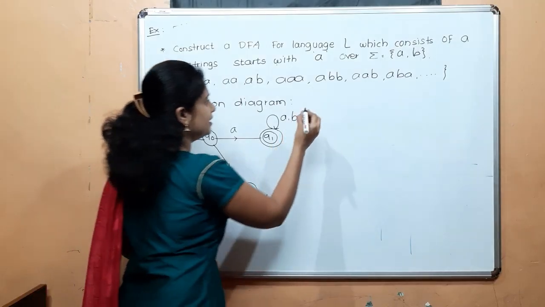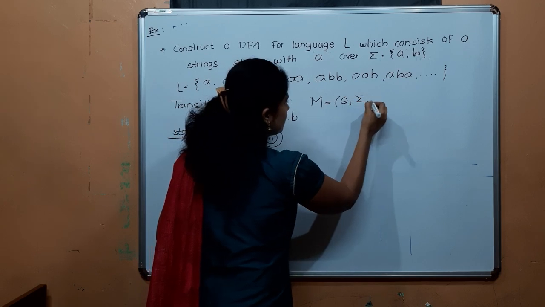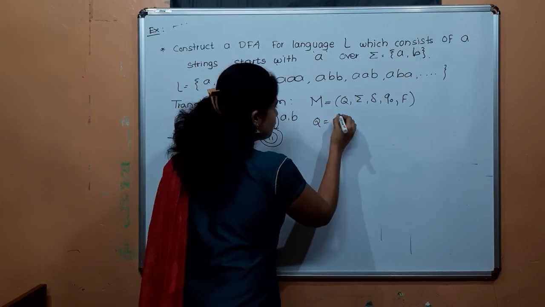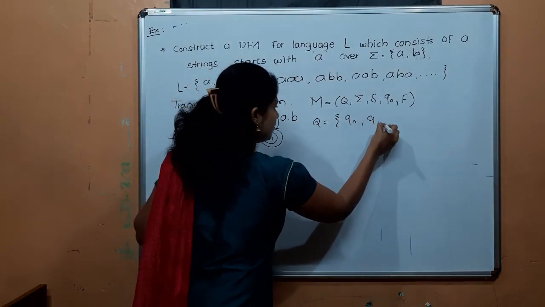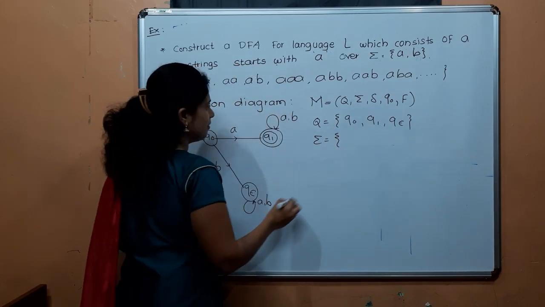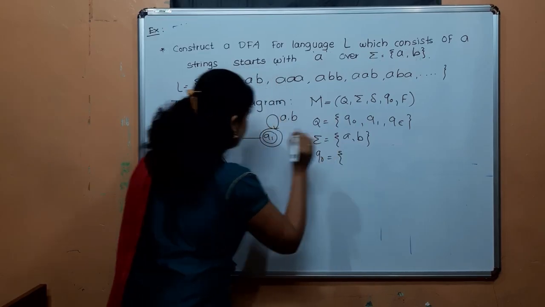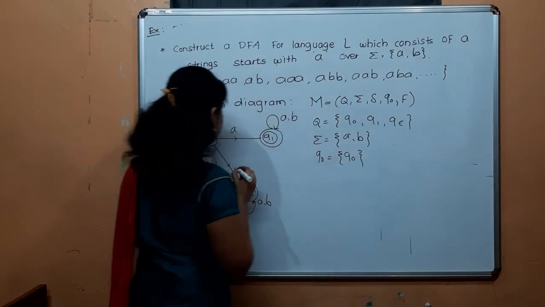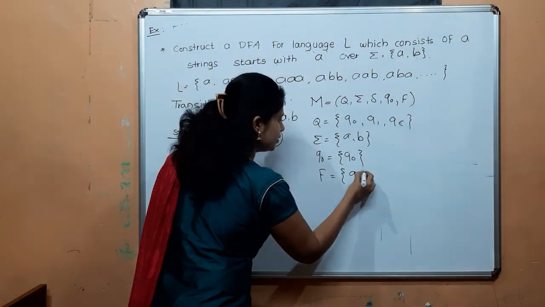Now we can write the tuples. How can we write the tuples? M is equal to (Q, Σ, δ, Q0, F), where Q is equal to the finite set of states Q0, Q1, Q dead. Again, Σ, that is the input alphabets A, B. Then Q0, that is the initial state. Here in the DFA, in the transition diagram, the initial state will be Q0. F means the final state, which is denoted by the double circle, that is Q1.